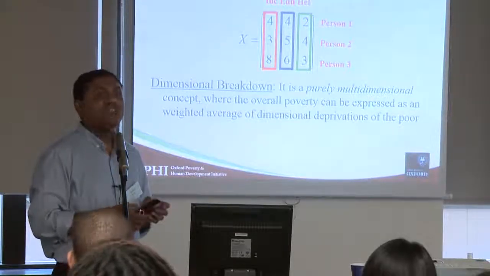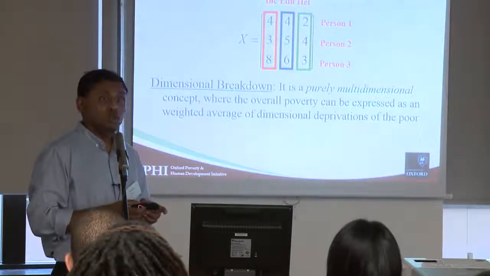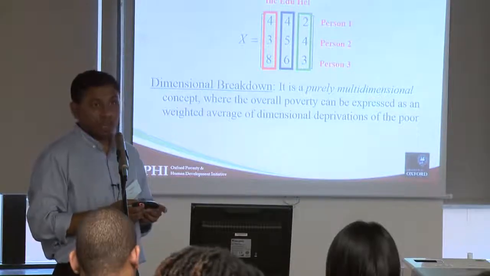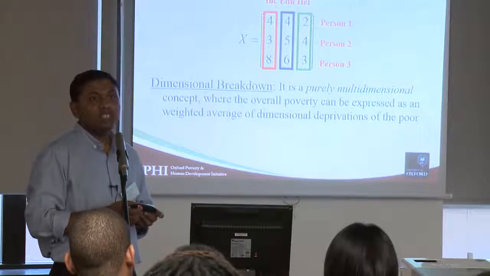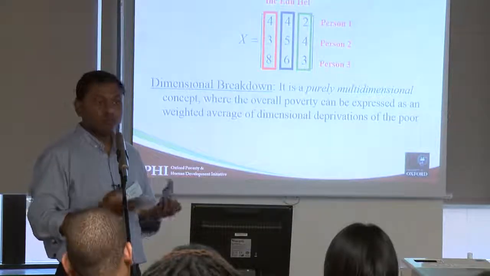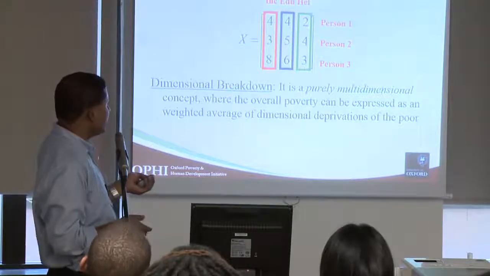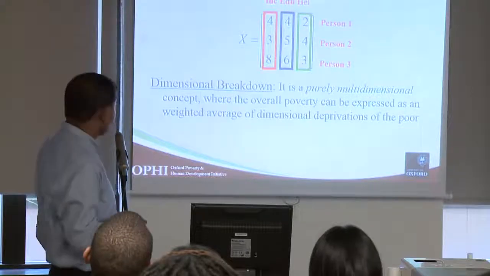Suppose you have a change in poverty over time. Your poverty has gone down. You may want to know which has caused this change. Has it been caused by a reduction in education? Has it been caused by reduction in income or reduction in health? This is for evaluation purposes. And this particular property helps you in answering this kind of question.